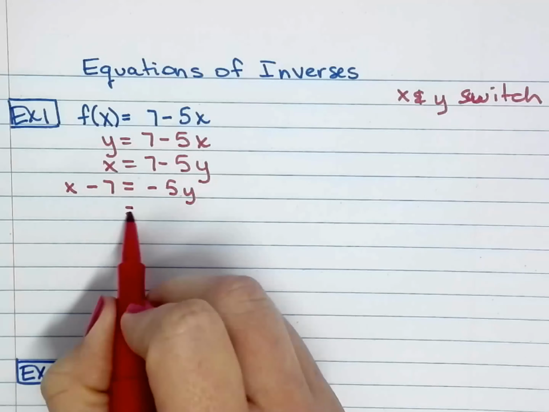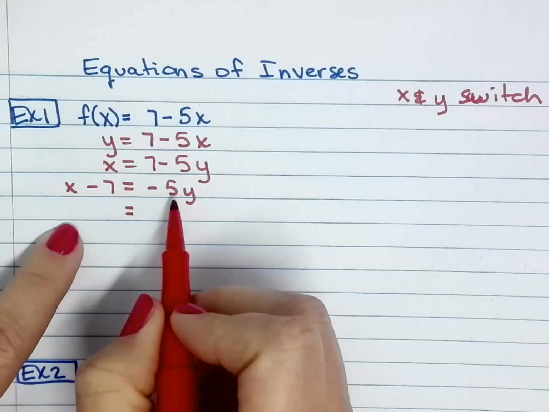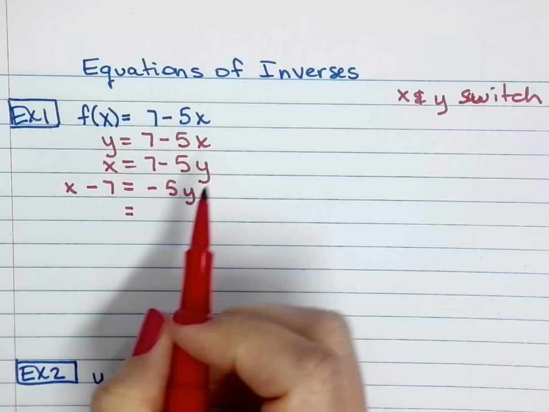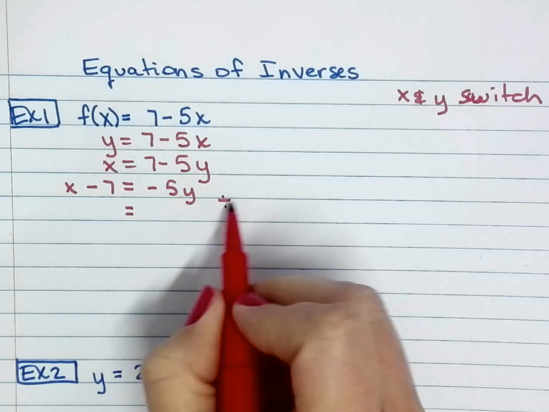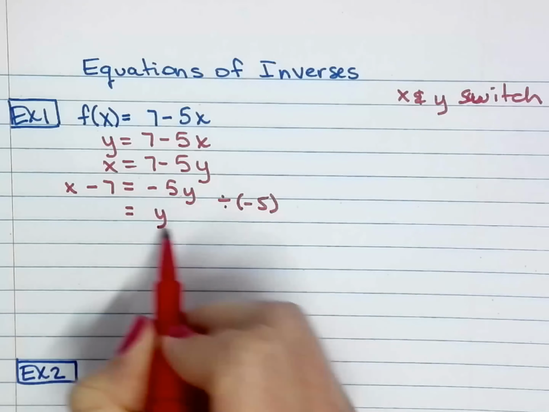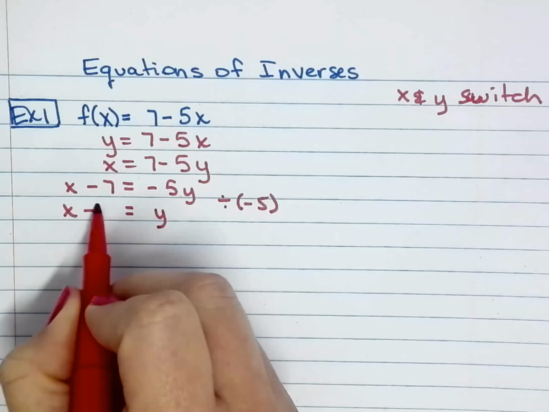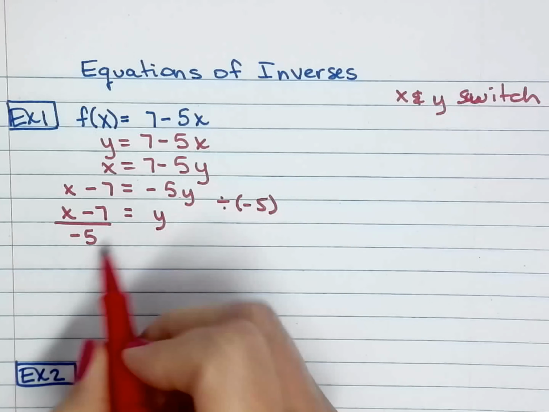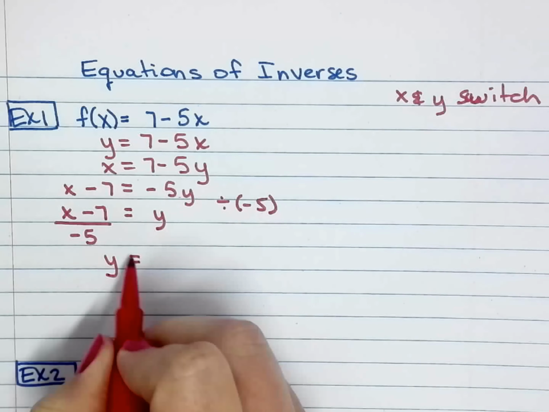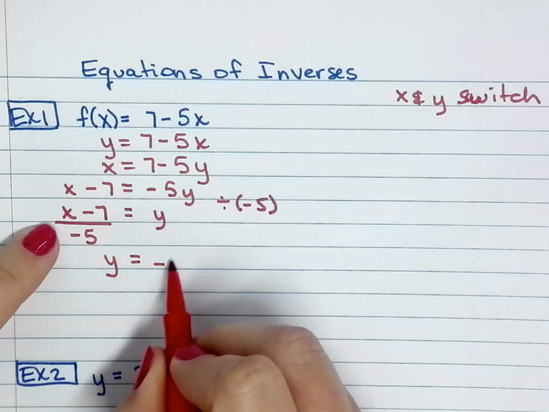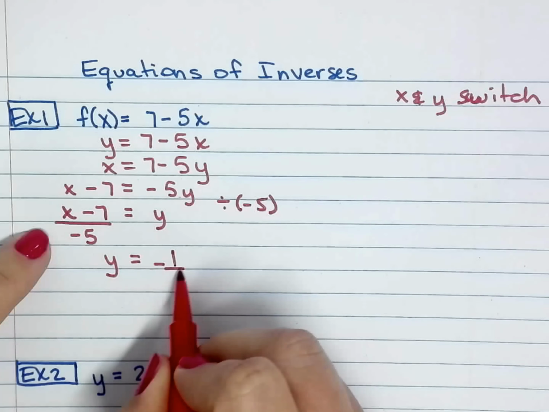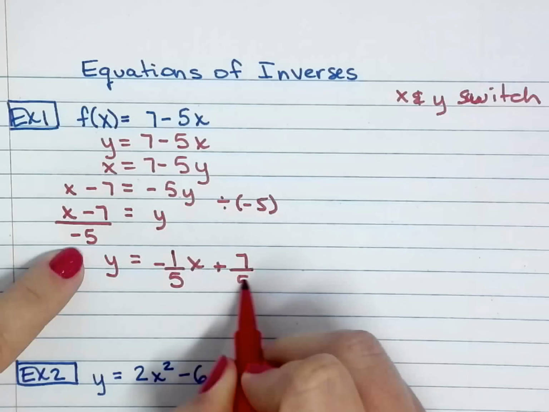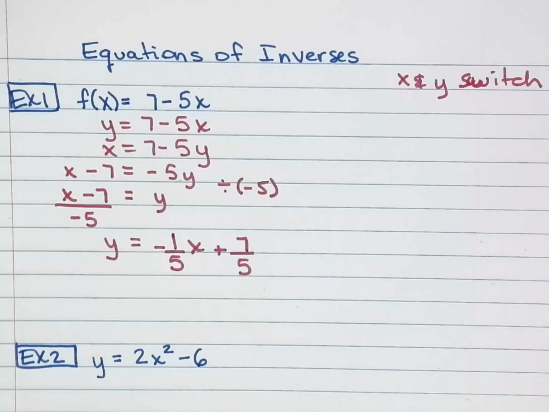And you can choose to put everything under -5, or you can choose to split that into fractions. So divide by -5 right here. So I have y on this side and I have x minus 7, everybody divided by -5. But that looks funny though. Let's clean that up. So y equals -1/5x plus 7/5.